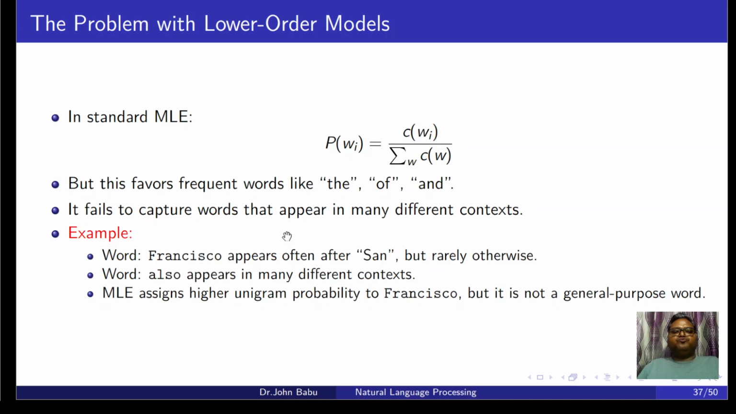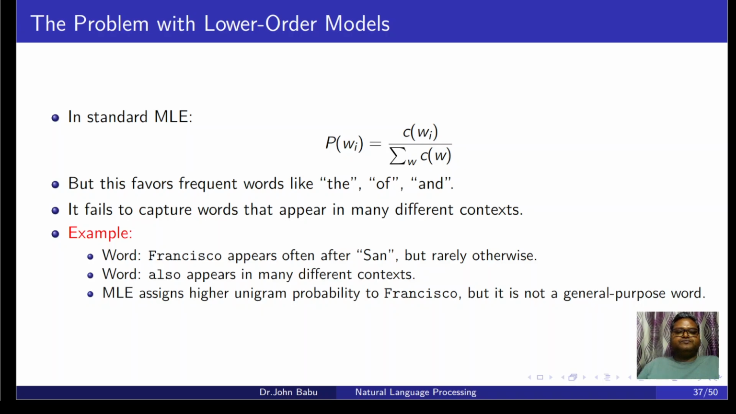So we need to capture whether the given word... our modeling should not depend only on the number of occurrences. For example, the, of, and, they occur more and more. But we want to capture not only the count, but in how many different contexts they may appear.